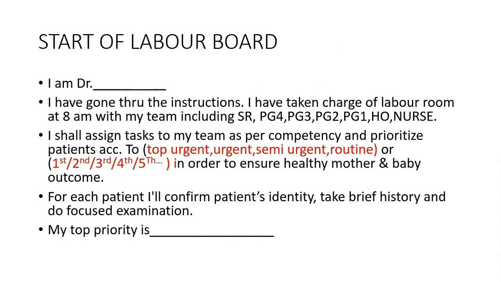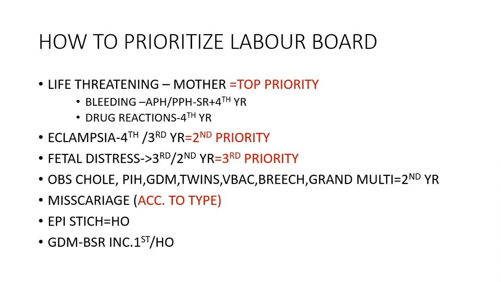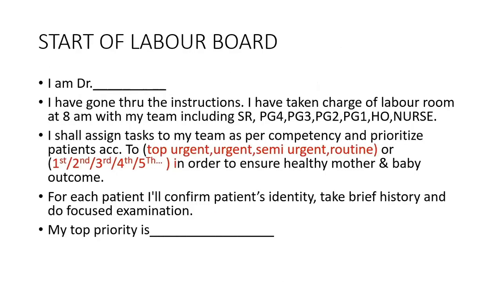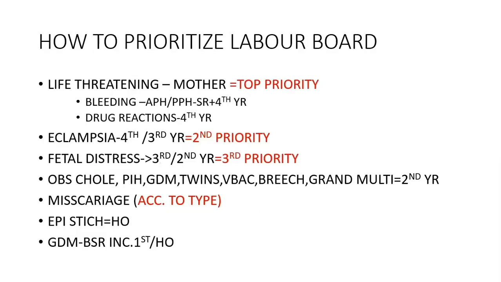So this is how you will have to start your labor board, to pass the exam easily and have a good impression on your examiner, and then start prioritizing the labor board and manage the patient or case row wise. Just say that my topmost priority is bleeding, APH or PPH. I will assign this to the senior registrar of fourth year, and I will manage this patient since the patient is in shock or whatever the bleeding cause is.